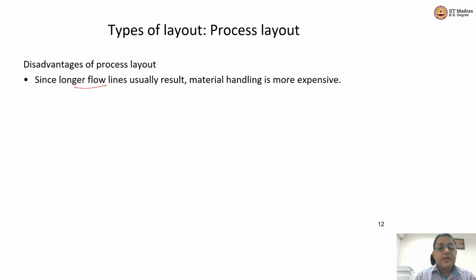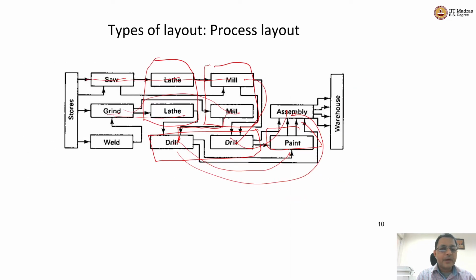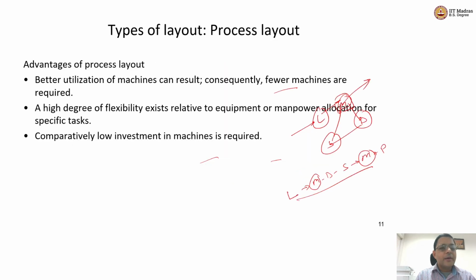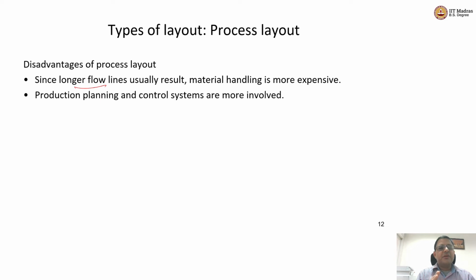Secondly, this is not as simple. Remember the flow, remember the arrows that you saw? They are all over the place. Right? They are all over the place. Therefore, the production planning and control actually is a little complicated. Actually, it's a lot complicated. Okay. So, production planning and control systems are actually much more complicated.